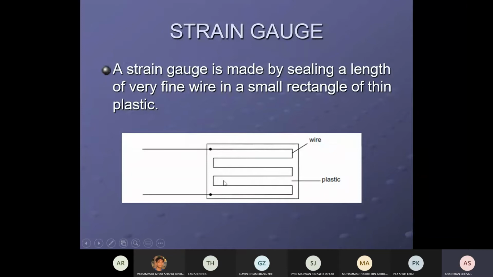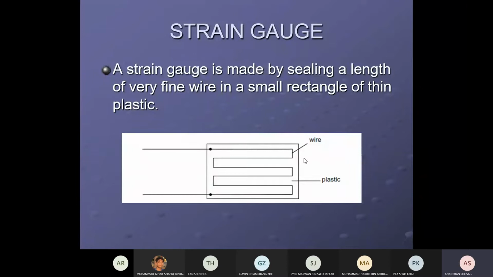Okay, next, the fourth one is the strain gauge. One year this came out: what is meant by strain gauge? It's a 2 marks question, you're supposed to write this. A strain gauge is made of a length of very fine wire sealed in a small, thin rectangular plastic. These are the two connections. If these two wires are pulled, the fine wire starts to extend, resistance increases, so voltage increases.